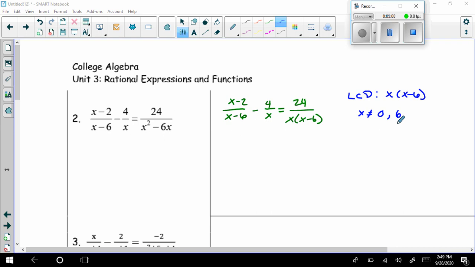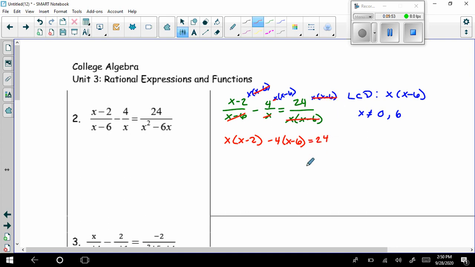Just to do this a little bit differently here, I'm going to write my LCD above each one. So I'm going to multiply this fraction by x and x minus 6. This one goes by x and x minus 6. And this one goes by x and x minus 6. And so hopefully you'll start getting to where you can go a little bit faster rather than rewrite the whole problem. And so here the x minus 6's will cancel, and I'm left with x times x minus 2. Minus here, the x's cancel, so I have 4 times x minus 6. And then here, the whole denominator cancels, and I'm left with 24.